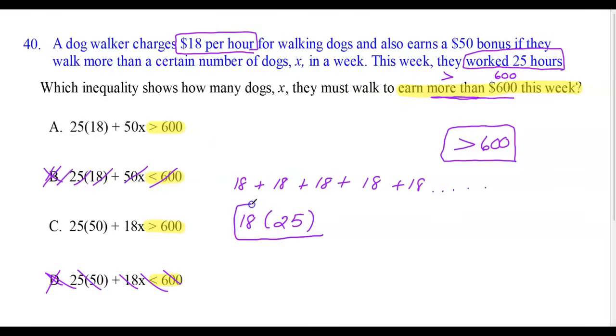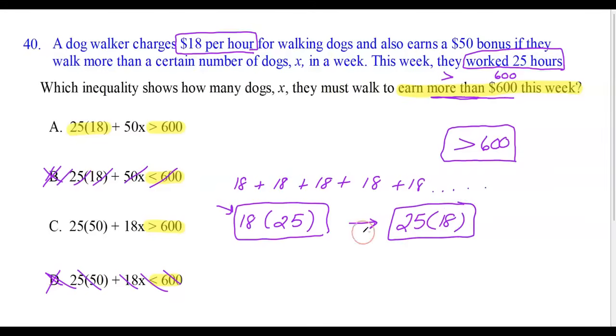So I need now to have this piece in my answer choice. So let's go to answer choice A and see if I see 18 times 25 anywhere here. Yeah, I do, right here. Remember, 18 times 25 is the same as 25 times 18. You can reorder multiplication. It doesn't change anything. So you can rewrite this like this.